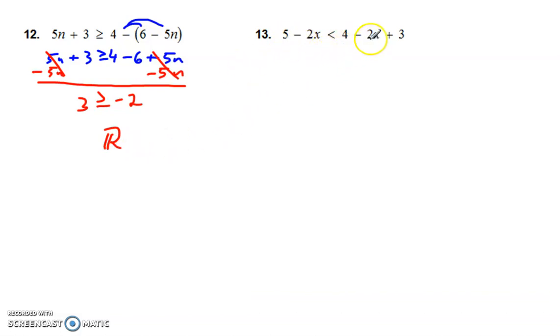Number 13. Again, notice we have -2x here and -2x there. First thing I want to do is cancel out the variable term on one of the sides. And in this case, again, it cancels it out on both sides. Now I have 5 here is less than 4 plus 3, 7. Again, a true statement. 5 is less than 7, so that's all real numbers.